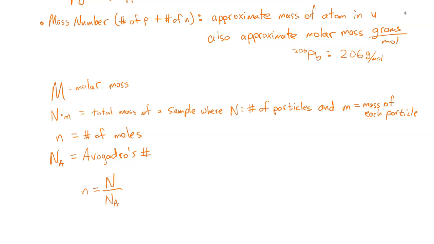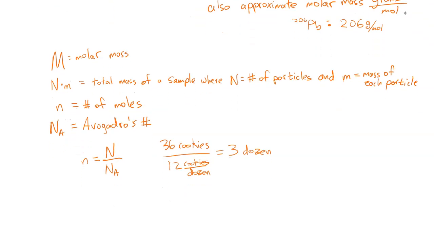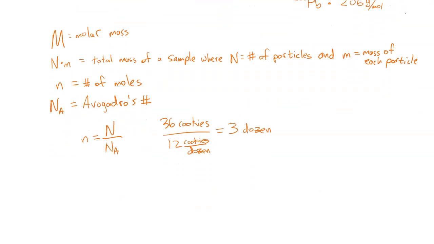So if I was calculating dozens of cookies, if I have 36 cookies, and I want to know how many dozen cookies that is, I would divide by 12 cookies per dozen. That would tell me 3 dozen. This is the exact same calculation we're doing when we do moles and number of particles and Avogadro's number. It's just that we're not using 12, we're using 6.02 times 10 to the 23rd.